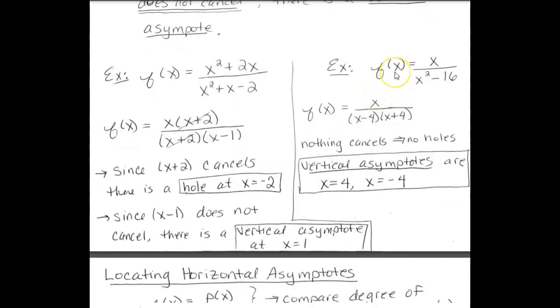All right, let's do one more example of that. f of x equals x over x squared minus 16. So the top just being x, there's no factoring to do. The bottom, however, I can factor into x minus 4 and x plus 4. Nothing cancels, right? You can't cancel anything out, meaning there are no holes. However, you do have factors in the denominator, so if you were to set those to 0, those would give you your vertical asymptotes. So if I set x minus 4 equal to 0, I get x equals 4, and x plus 4 set to 0 gives me x equals negative 4. So both of these would be vertical asymptotes in this example, and there would be no holes in the graph.